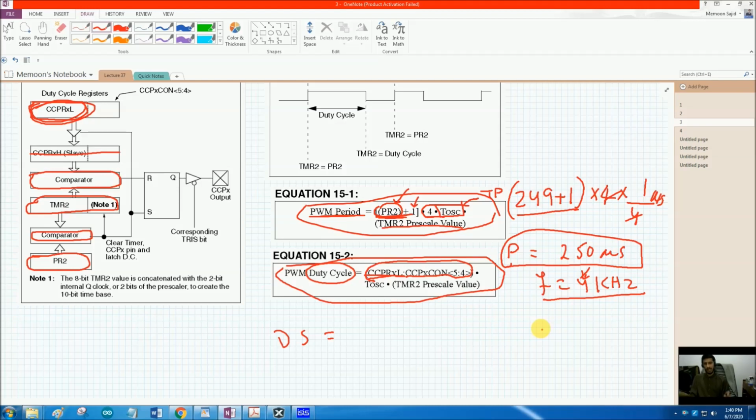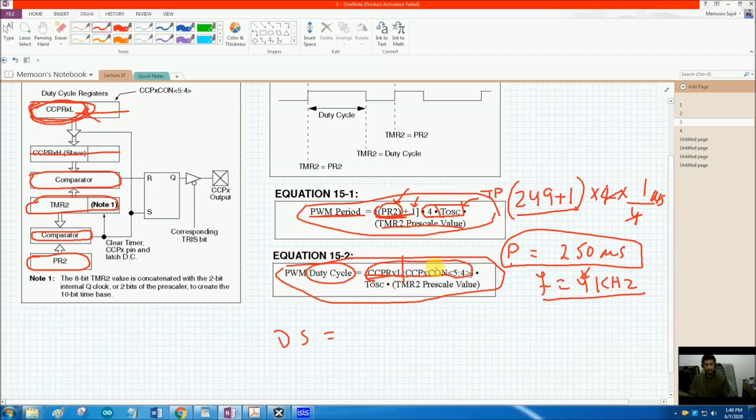So for a 10-bit data, we need two separate bits. These are the two LSBs, and the CCPRxL would be the most significant 8 bits, and these two bits will be the least significant bits. So they will combine to form a single 10-bit register.